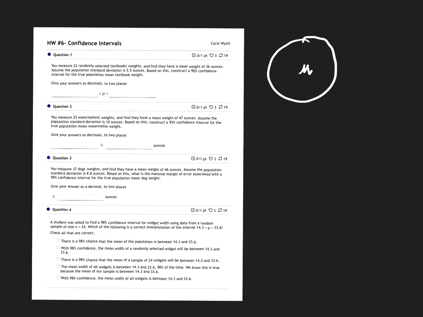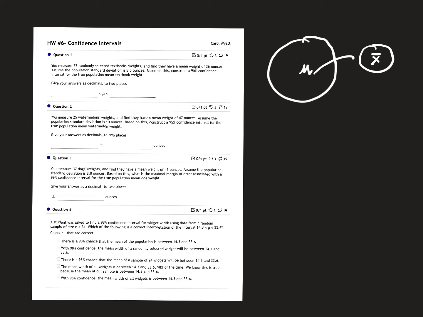But we don't have the resources to find out all the data of every single person in that population. So we take a random sample and we find the sample mean. The sample mean is the best estimate we have for the population mean. However, it's just 1 point, so we call it a point estimate.